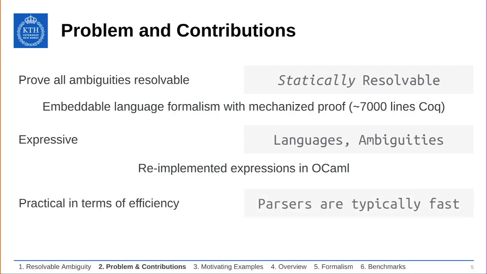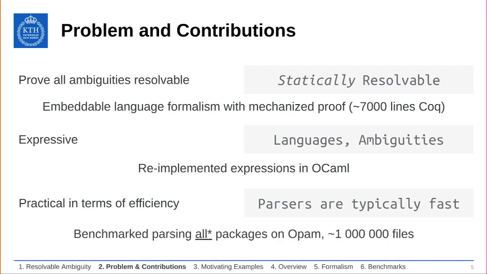We also want this to be efficient, because as language implementers, we're kind of spoiled. Parsing is really fast. Typically, it's a tiny fraction of compile times. So for our approach to be useful, it can't be that much slower. It needs to be in the same ballpark. So to check this, we have downloaded all of the packages we could from OCaml's package manager, OPAM. And we have benchmarked parsing all of the source files in those packages, which ends up being roughly 1 million files, which is kind of neat.